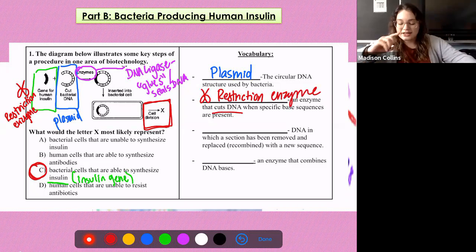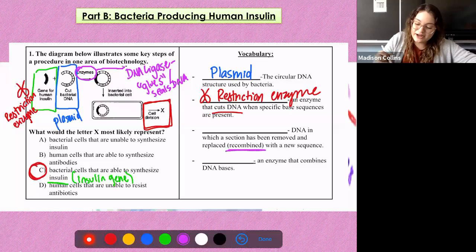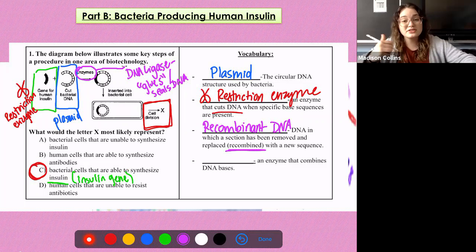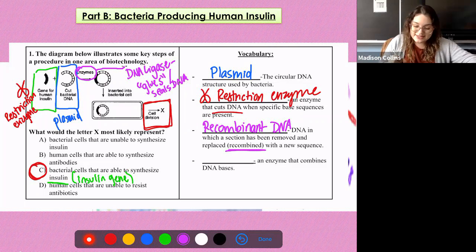All right, next up, we've got DNA in which a section has been removed and replaced or recombined with a new sequence. Remember, that is when we combine our different types of DNA. So this is known as recombinant DNA. So we saw like when we combined our human DNA with our bacterial DNA, that's recombinant DNA. All right, and finally, an enzyme that combines DNA bases. This was our glue that glues those different segments together, which is known as DNA ligase.